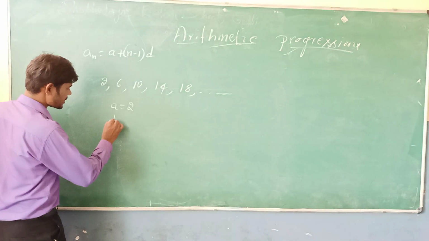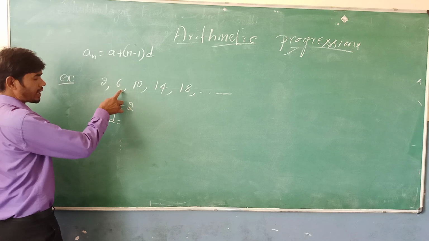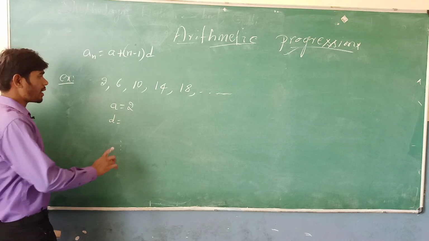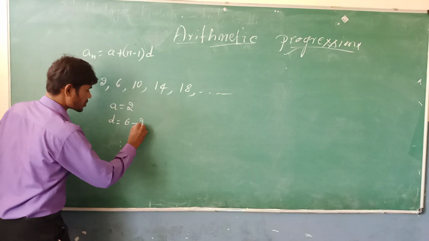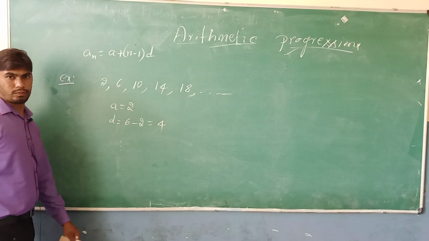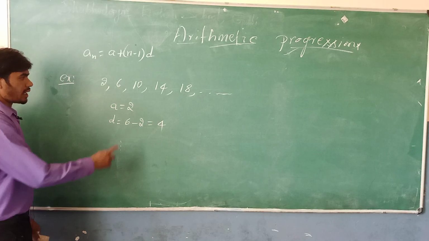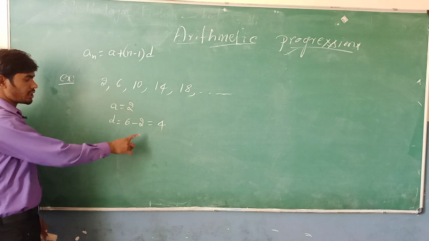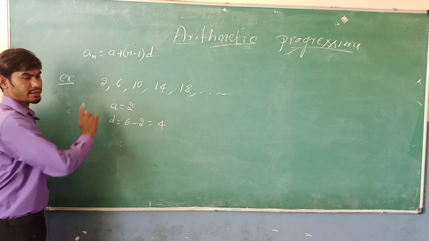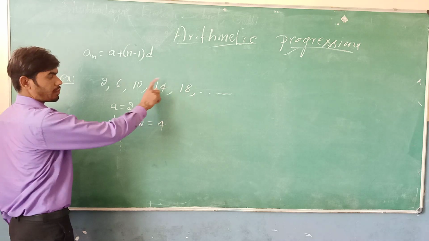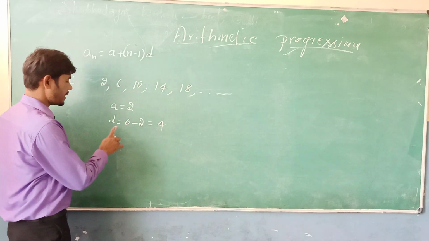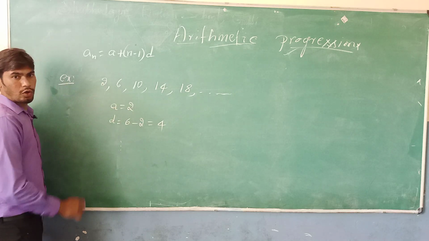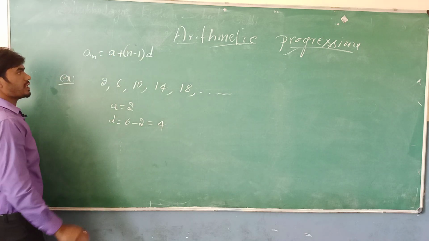Next, D is equal to the second term minus the previous term, or the next term minus the previous term. 6 minus 2 is equal to 4. 10 minus 6 is equal to 4. 14 minus 10 is equal to 4. 18 minus 14 is equal to 4. So here D is equal to 4 and A is equal to 2. Then we substitute into the formula.